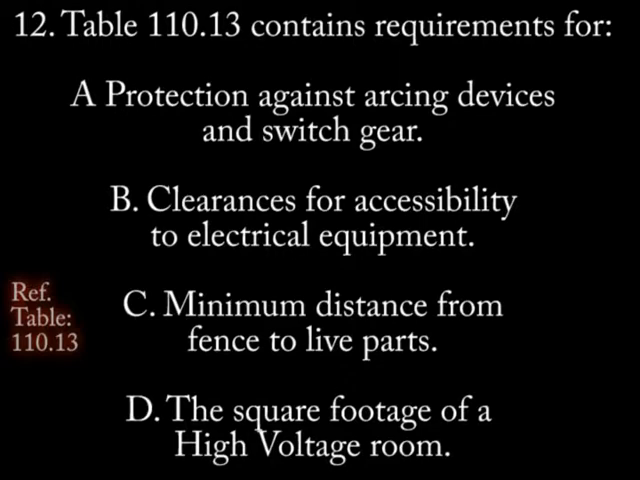Question 12. Table 110.13 contains requirements for A. Protection against arcing devices and switchgear. B. Clearances for accessibility to electrical equipment. C. Minimum distance from fence to live parts. D. The square footage of a designated high voltage room.